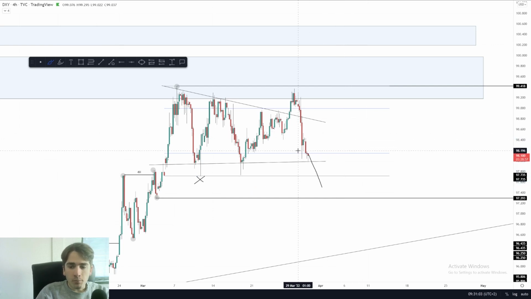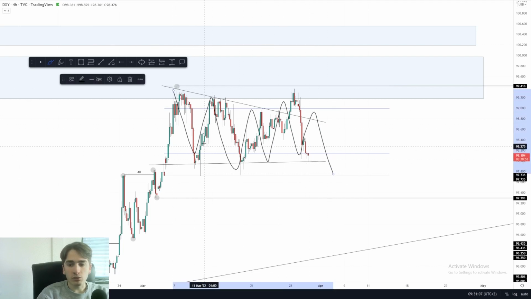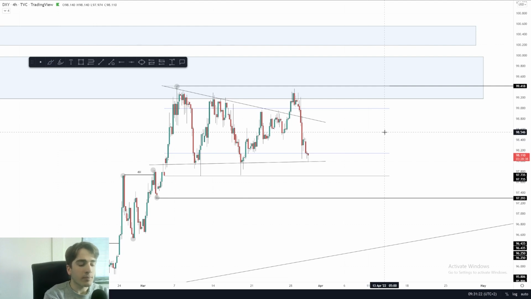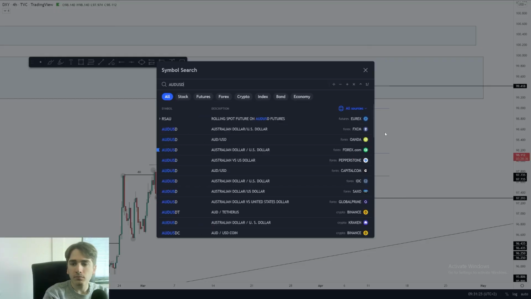For now, I'm not really going to say anything about the dollar index because in consolidation areas, anything can pretty much happen. So I'm just going to be skipping this price action, but it is most logical for price now to move up as we're in the lower part of the overall range and we are bullish on both the 4-hour and the daily time frame. So with that said, let's head over to Aussie dollar.